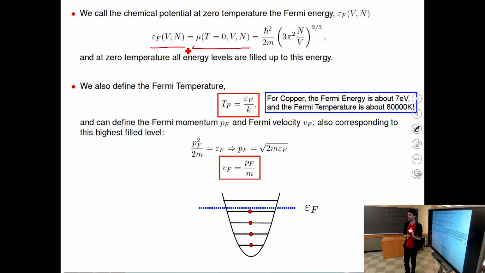You're at room temperature, 300 Kelvin, and we are occupied up to 80,000 Kelvin. So this approximation that all the states below are occupied and all the states above are empty is very, very true for copper. You can also define the Fermi momentum by saying that the Fermi energy is equal to p Fermi squared divided by 2m, and you can define the Fermi velocity from this Fermi momentum. So given this energy, you can define Fermi temperature, Fermi momentum, Fermi velocity. What would be the Fermi velocity that corresponds to this? I believe it's something like 10 to the 6 meters per second.